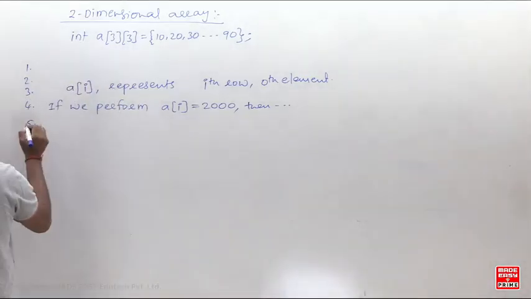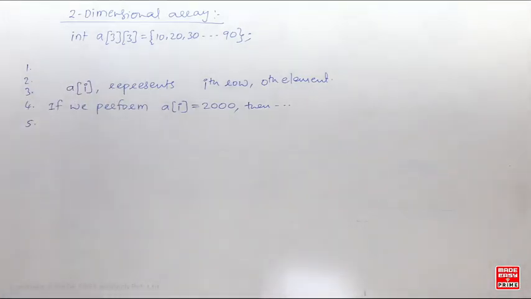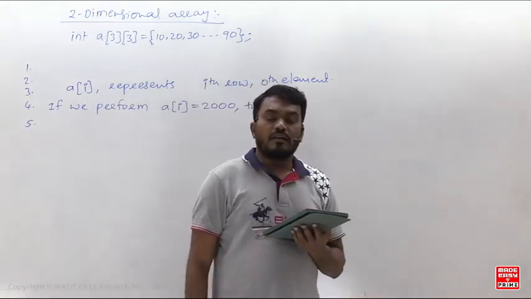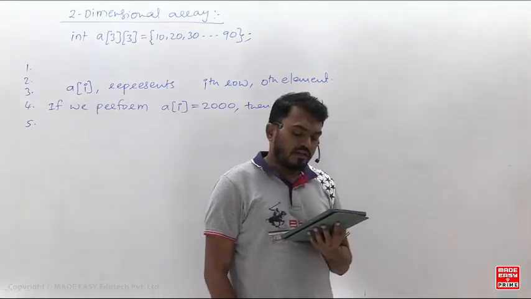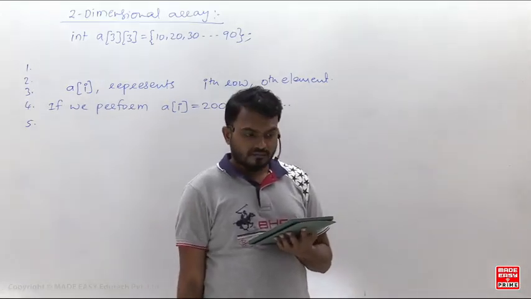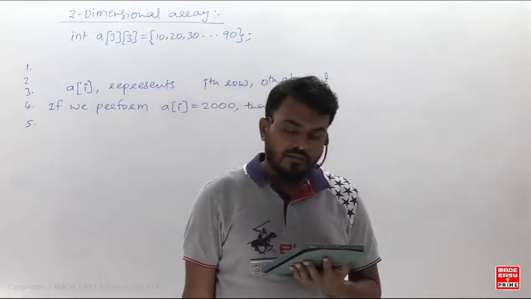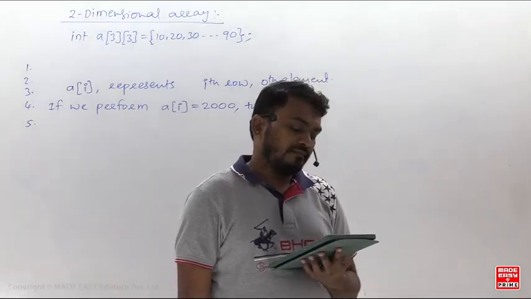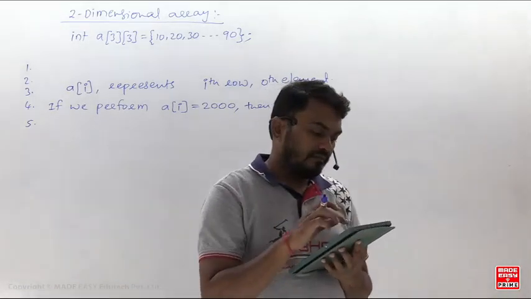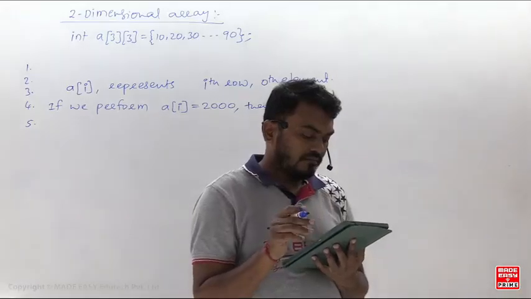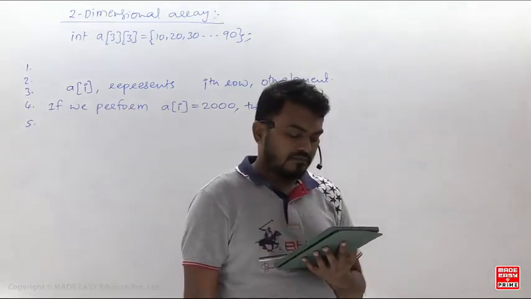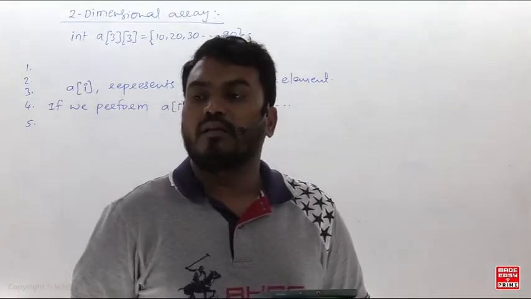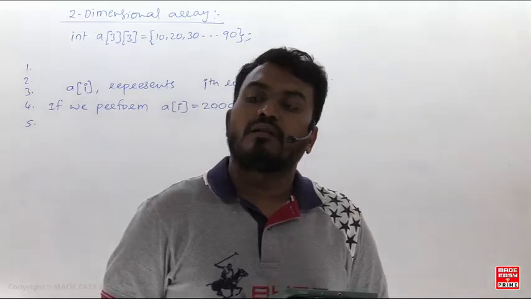Next, point number 5. A 2D array will be stored in the memory in the form of multiple 1D arrays.